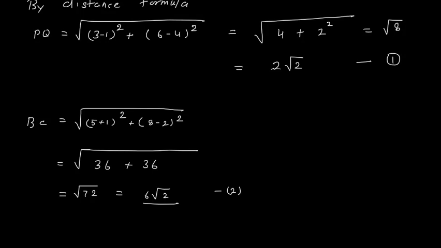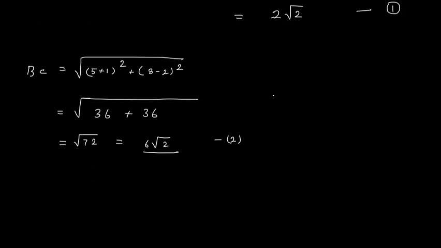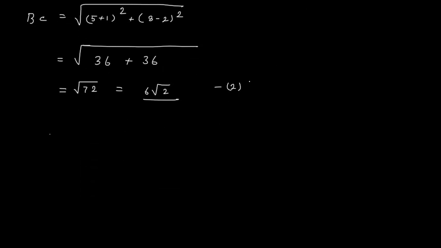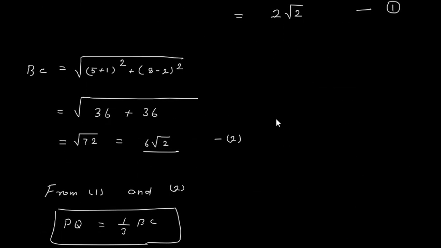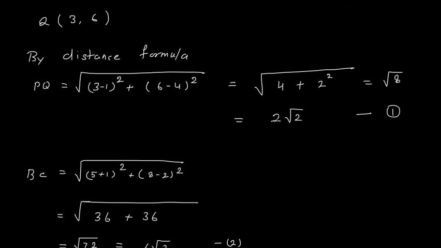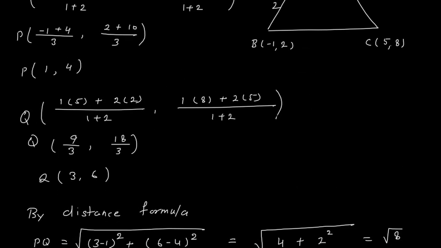So we can say that from 1 and 2, this PQ is 1/3 of BC. PQ is 1/3 of BC. Simple. Done. We have to show that PQ is 1/3 of BC, right?